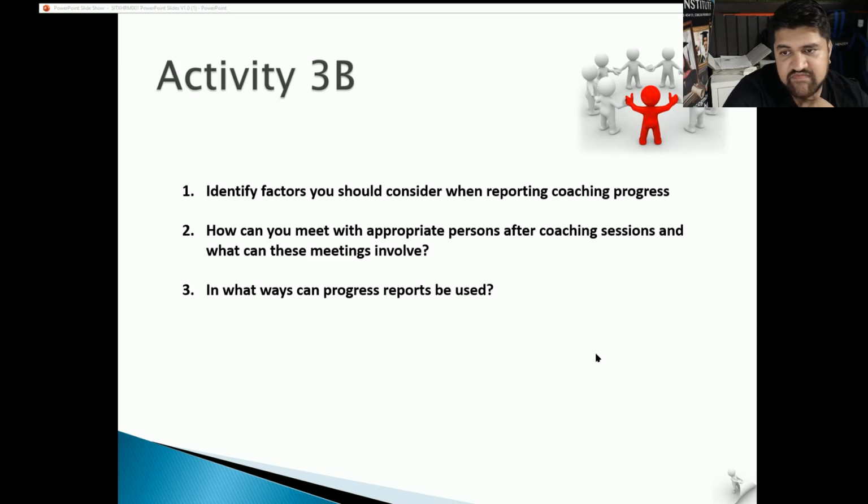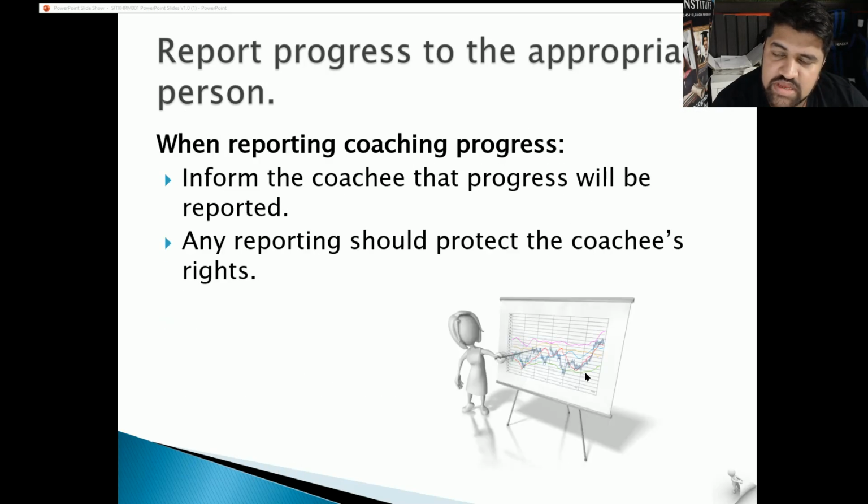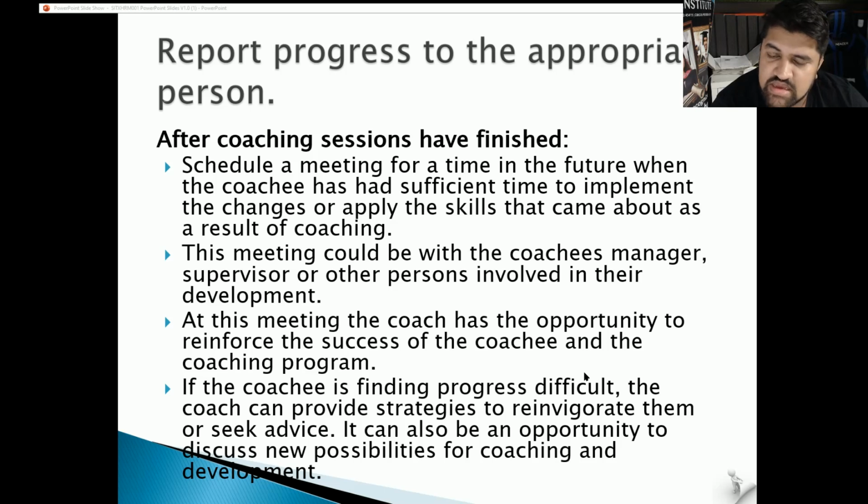Alright, identify factors you should consider when reporting coaching progress. When we're reporting it, we want to inform the coachee that the progress is being reported, and we want to think about any privacy issues and make sure the rights of the coachee are being maintained.